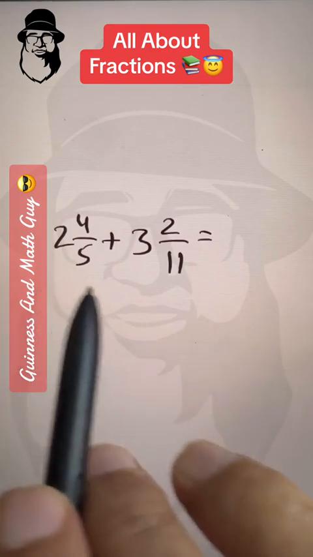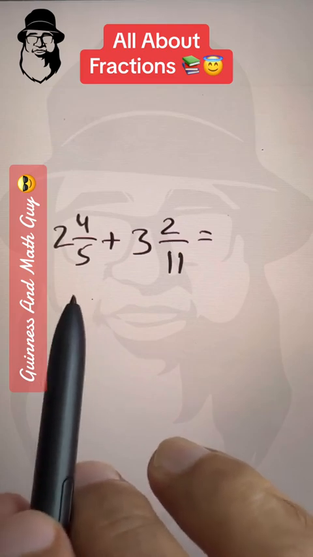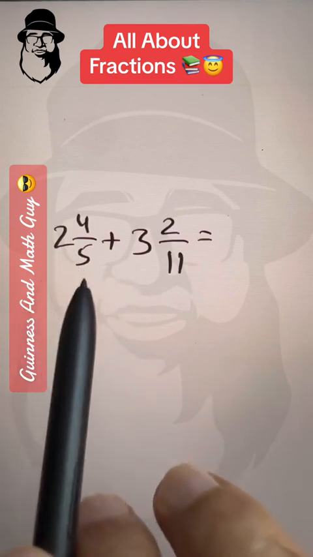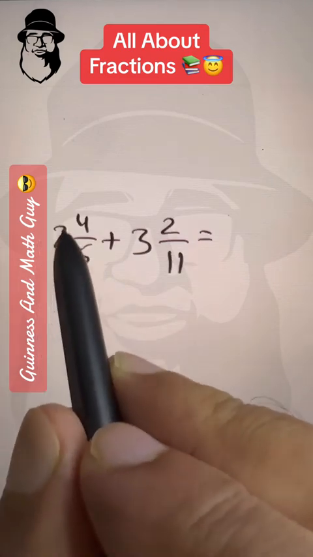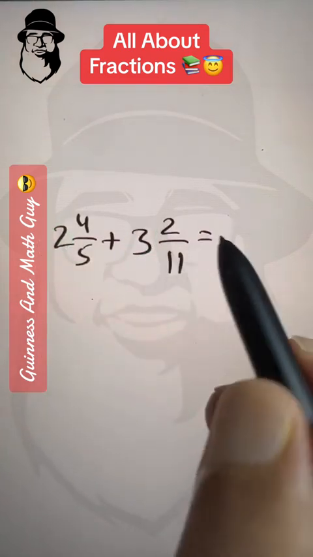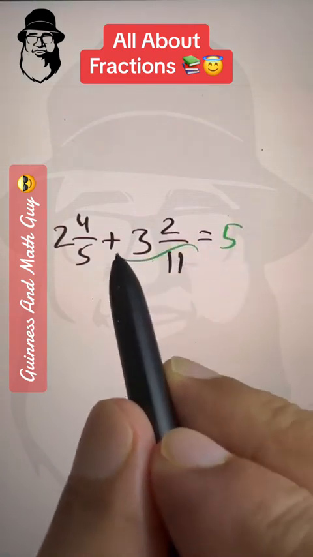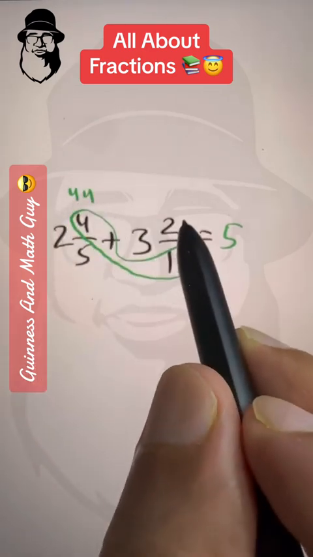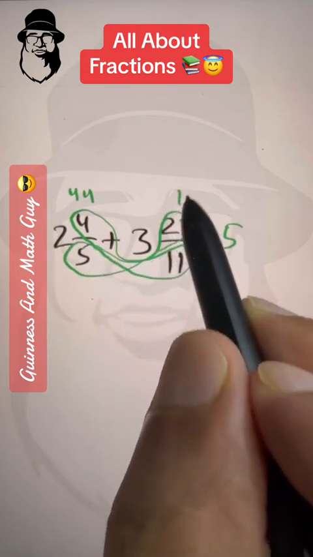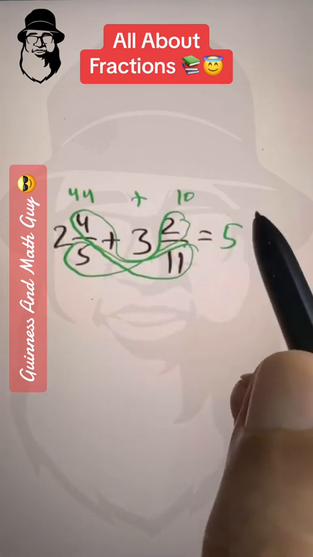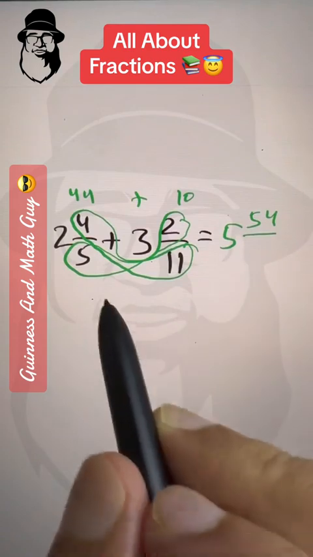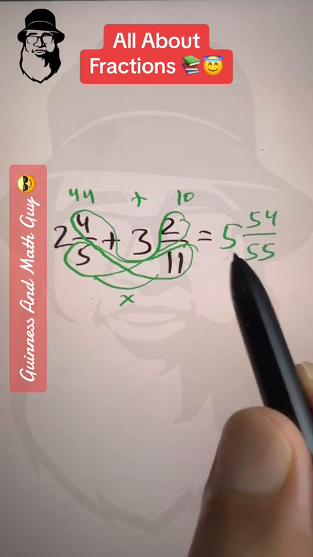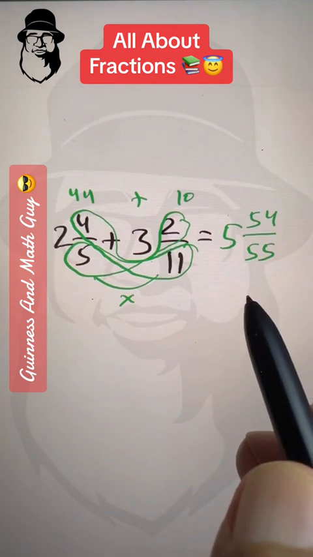When we have mixed numbers with whole numbers, I always recommend to deal with the whole numbers separately and the fractions separately. So 2 plus this 3 is 5, and we do the same thing as we did in the fractions. 11 times 4 is 44, and here 2 times this 5 is 10. So 44 plus 10 is 54. That is our numerator, and we multiply the denominators. 5 times 11 is 55. That's our answer, 5 whole number, 54 over 55.